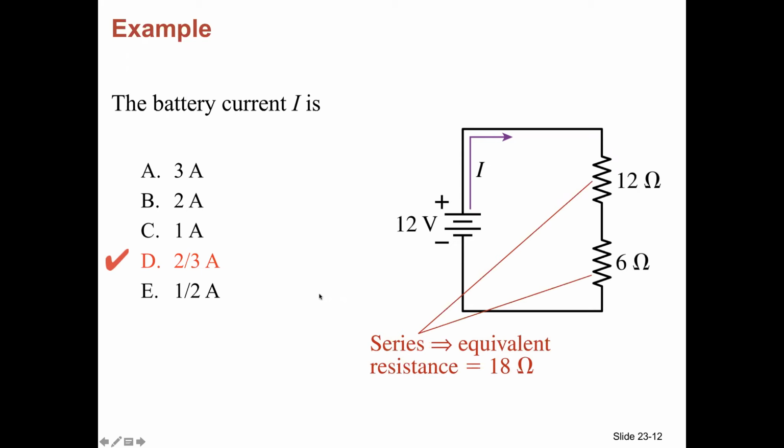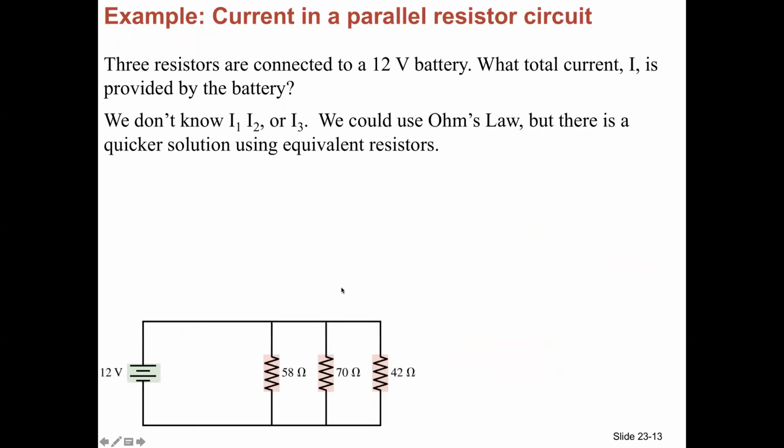Let's try one with parallel resistors then. So here we have, again, a 12-volt battery. And we want to know the total current coming from the battery. So here we have a total current I, and then it splits. We unfortunately don't know I1, I2, or I3.